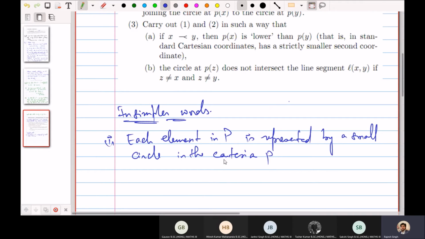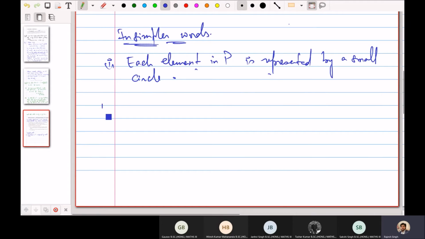Cartesian plane means कि पेपर पे जो ड्रॉ करते हैं, हमारा पेपर भी कार्टेशियन प्लेन की तरह ही, it is a two-dimensional plane. So या कार्टेशियन प्लेन मत लिखो, कंफ्यूज हो गए. So by a small circle. ठीक है.